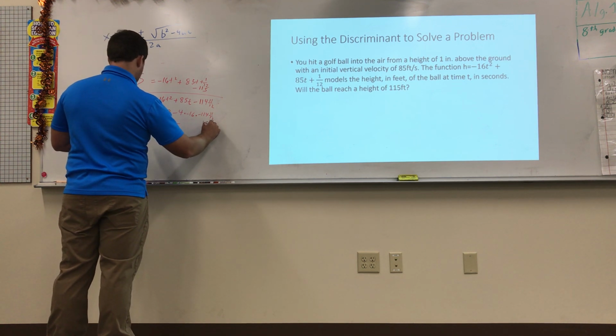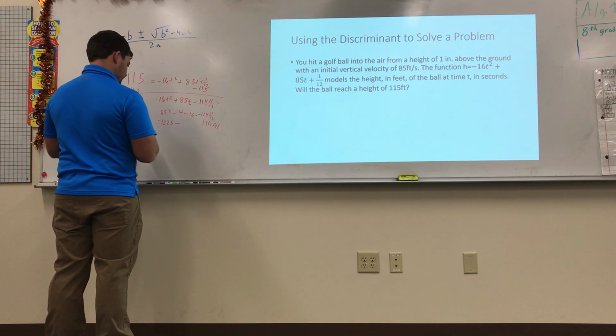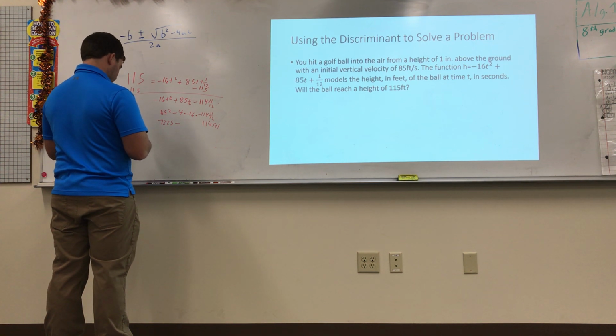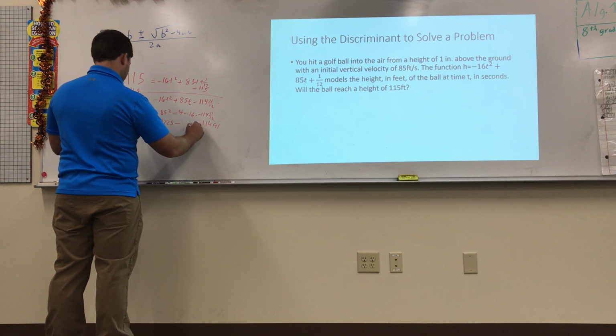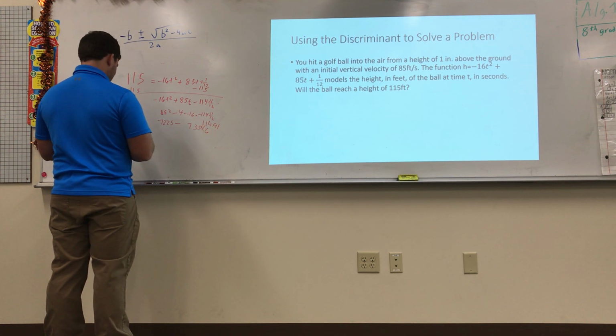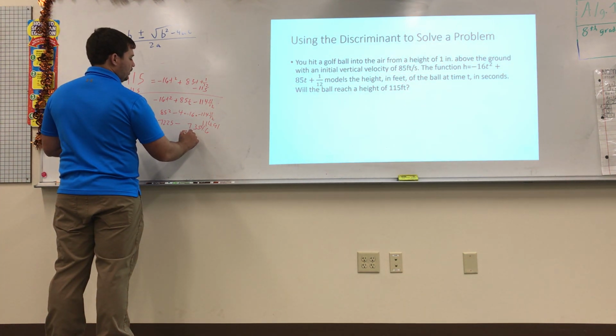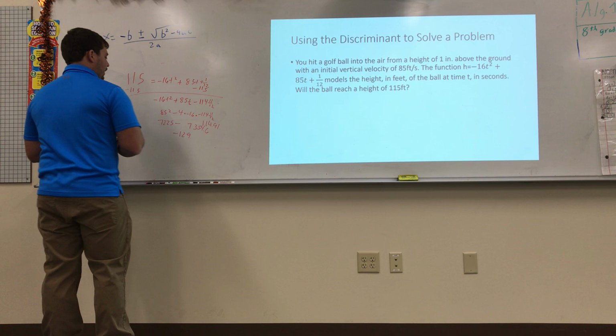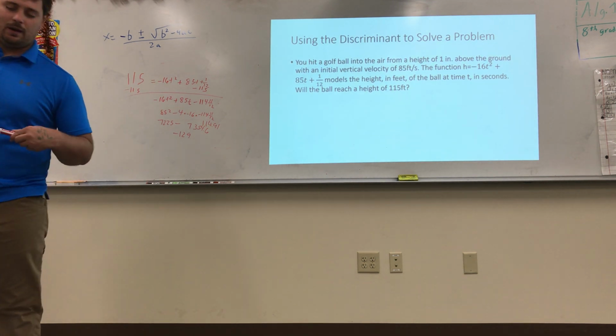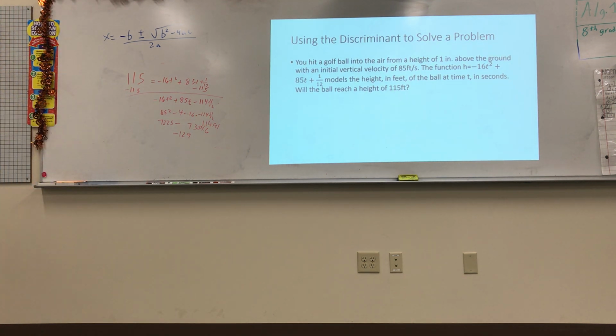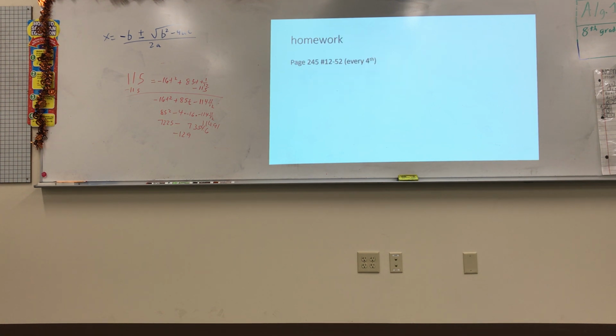Because this is going to be roughly about this. So we're going to take that times negative 16 times negative 4. And we get 7,354.6. Alright, you subtract that and you're going to get a negative 129. That will not work because it won't even land on there. Therefore, it does not work. There's your homework.